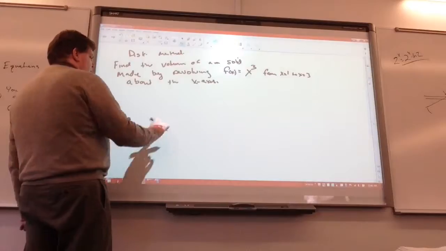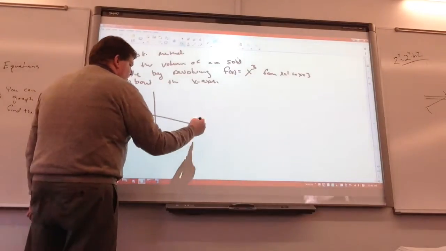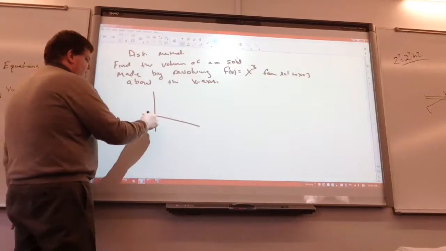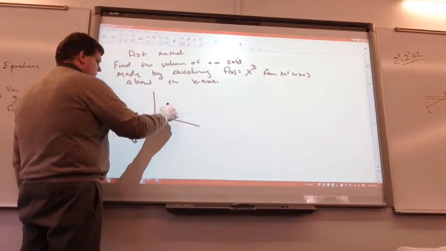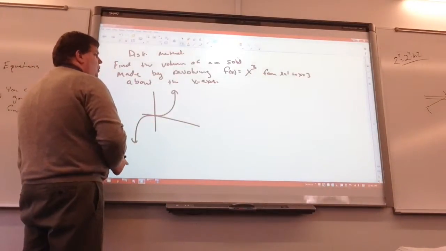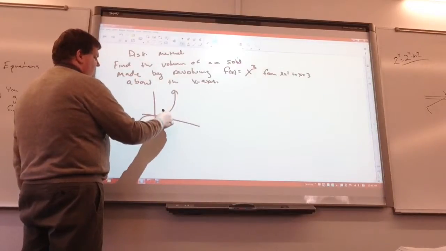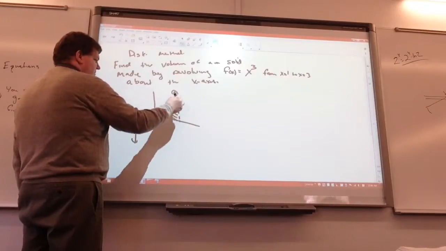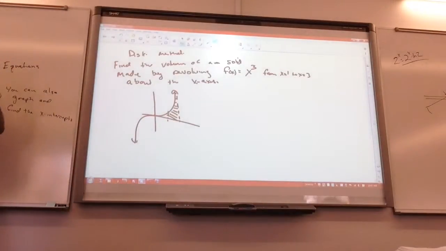So, just like any area problem, we want to graph our system first. X cubed is this curve here. We're doing this from 1 to 3. So 1's here, 3's way up there. So this is the thing we're going to flip around.